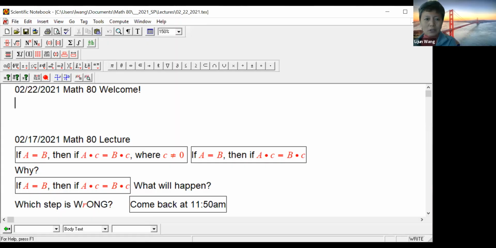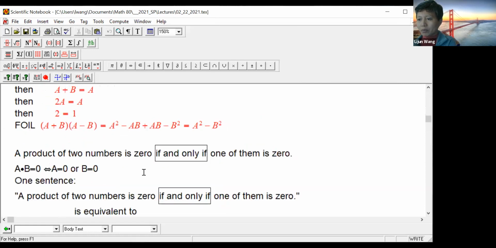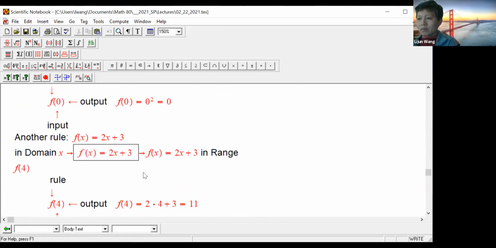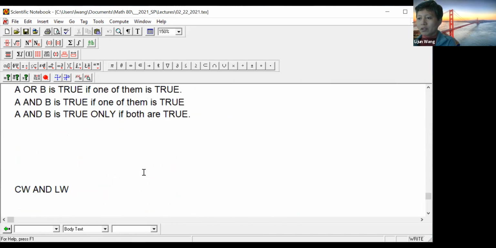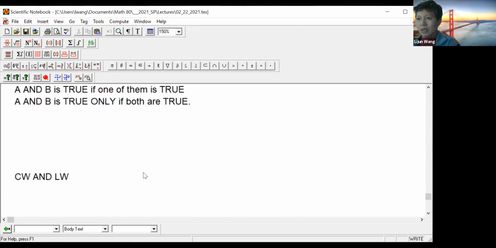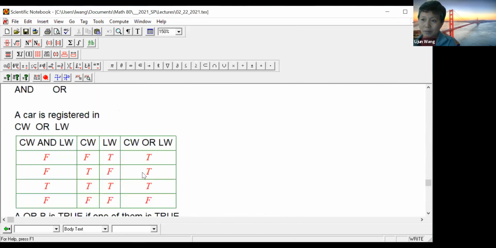And we're going to continue what we left off last time. We talk about the mathematical principles, and we talk about the concept of function. Okay, what is a function? And we talk about the truth table. And all of these concepts look very simple at the moment, and we're going to use them throughout the semester.